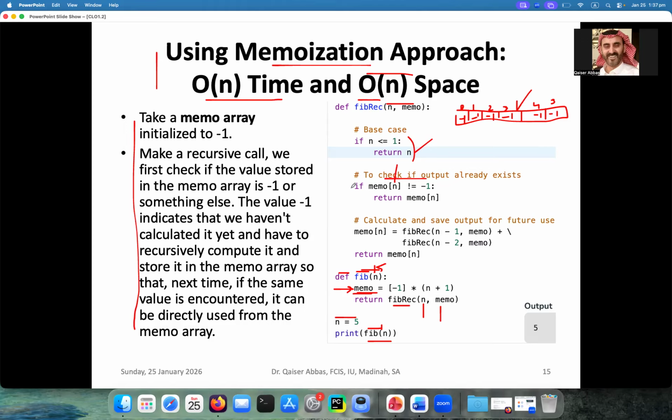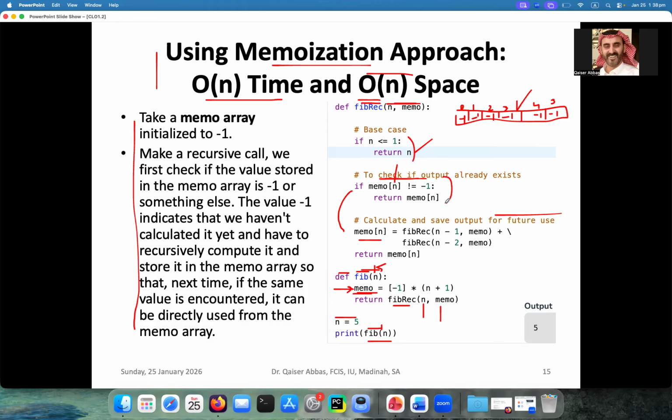It means the solution for this subproblem, for which we are calling this fib, is not available in the memo because the value of the memo cell is -1. So now we have to do a recursive call. When this condition is false, we go next here, then calculate and save the output for future use. We will make the recursive call, and whatever value we get, we will store it into the memo.